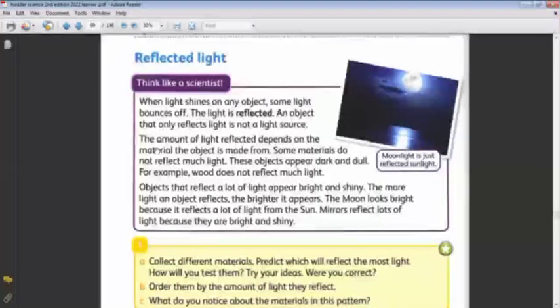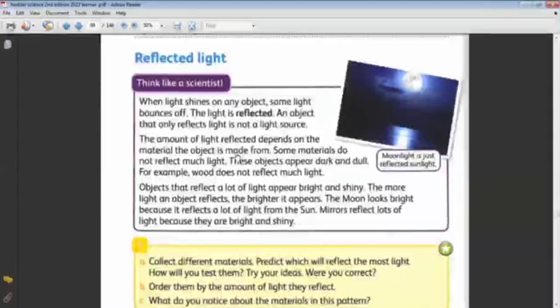The what? The wood or the metal? The what? I was asking you, what is the surface that will reflect the light more, the wood or the metal? Metal. The metal, yes. So the metal is a material which can reflect the light. So the reflection of the light depends on the material the object is made from.